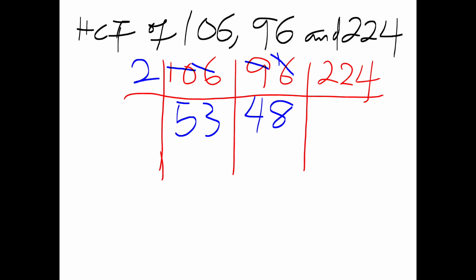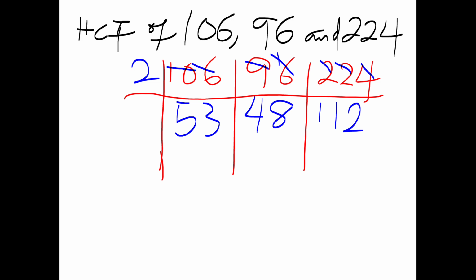Very good. And to the next one, 224 divided by 2. We pick the first 2, right? So how many 2 will you see in 2? 1. How many 2 will you see in 2? 1. How many 2 will you see in 4? 2. So 224 divided by 2 gives us what? 112, right? Very good.